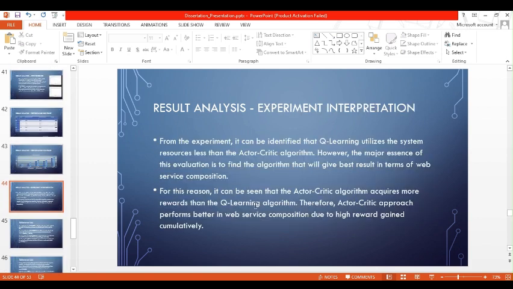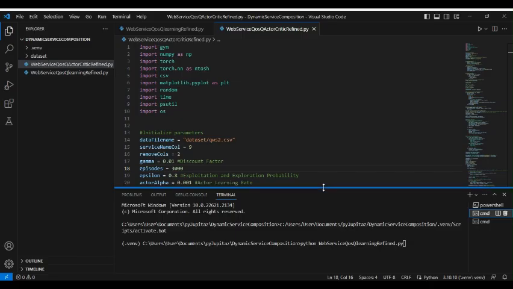So in my interpretation, I noticed that actor-critic does better in terms of reward accumulation. However, in Q-learning, the speed of execution was a bit better, but the focus is on the web service composition. So the next thing is to demo the program.